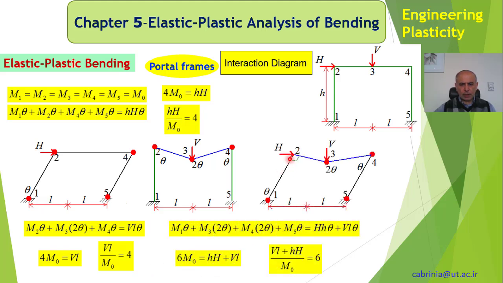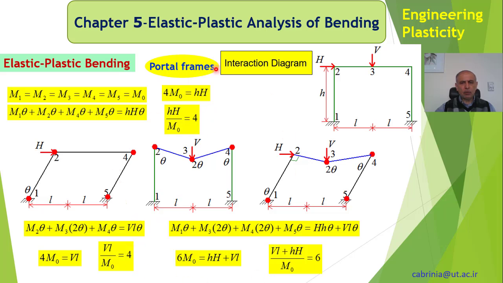And for the third case, we consider both of them, H and V, and we put it like that, and M1 theta, M3 2 theta, M4 2 theta, and M5 theta. Okay, 1, 3, 4, and 5. This 2 remains perpendicular. So H times H theta and V times L theta. If we simplify this, we get VL plus HH divided by M0 equal to 6. So we obtain 3 solutions here.